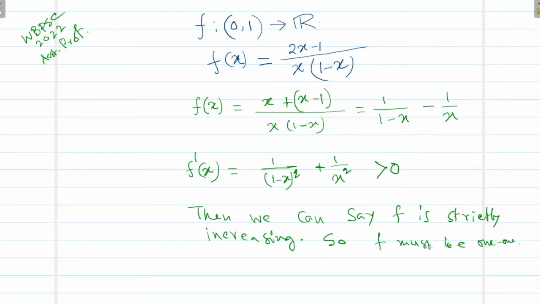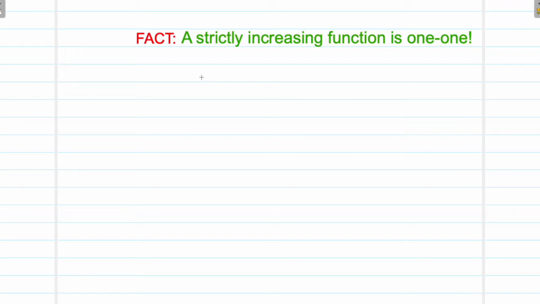So f must be one-one. Why? Because a function, if it is strictly increasing, must be one-one. This is an important fact to note: a strictly increasing function is one-one. What is strictly increasing? If x is less than y, then f(x) must be strictly less than f(y). So this is a strictly increasing function, and that must be one-one.